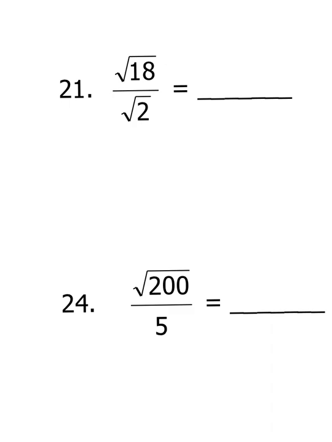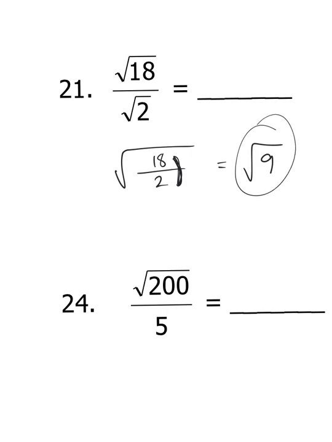Number 21, can we reduce? If I put these guys together in one giant square root, I've got 18 divided by 2. Well, what is 18 divided by 2? That's just 9. All we've done so far is divide. We haven't square rooted yet. So make sure now you analyze this. What is the square root of 9? It's 3.